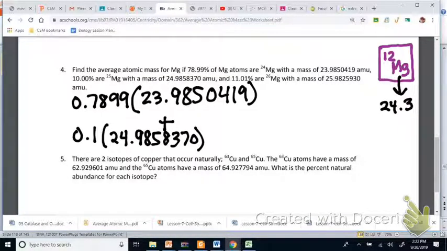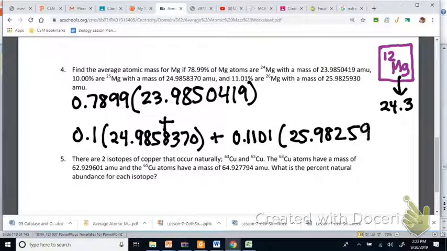24.9858370. And there's a third isotope that has an 11.01% abundance. That'll be 0.1101 times 25.9825930.